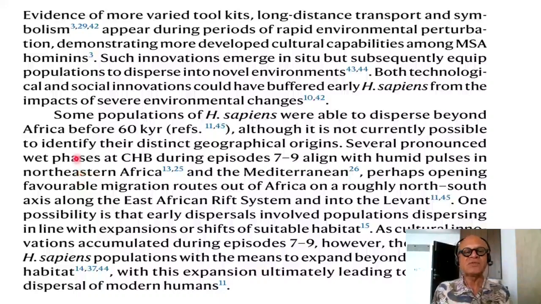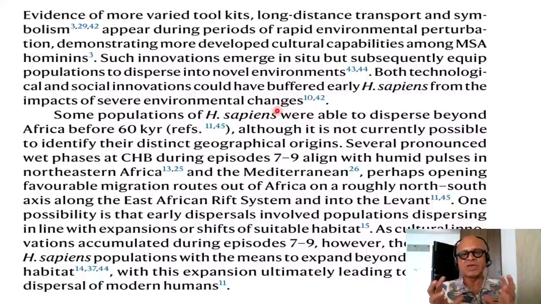To read some of the text from the discussion, evidence of more varied toolkits, long distance transport, and symbolism appear during periods of rapid environmental perturbation, demonstrating more developed cultural capabilities among Middle Stone Age hominins. Such innovations emerge in situ but subsequently equip populations to disperse into novel environments. Both technological and social innovations could have buffered early Homo sapiens from the impacts of severe environmental changes.